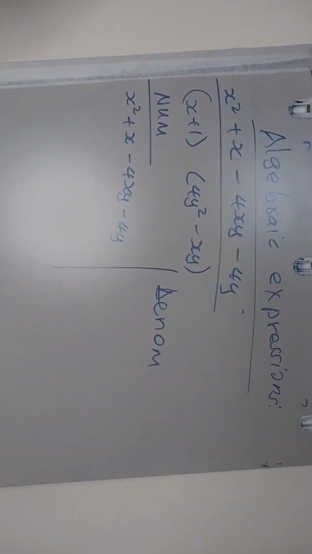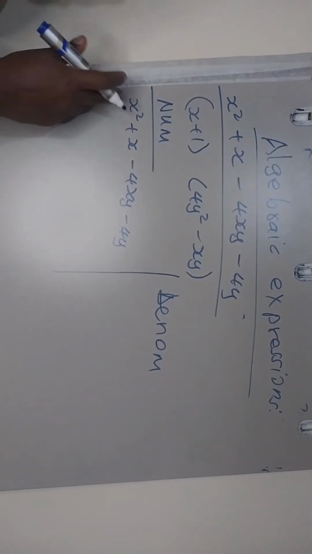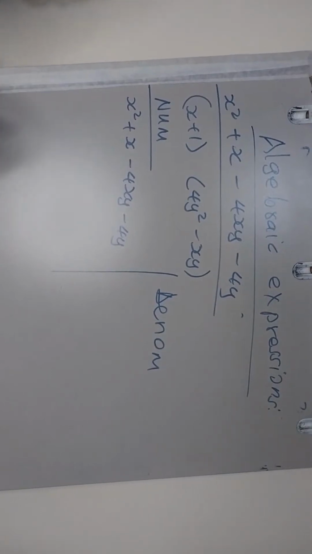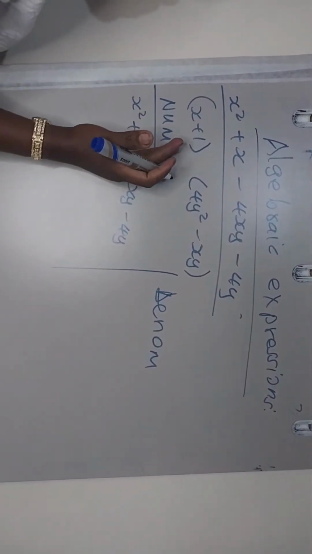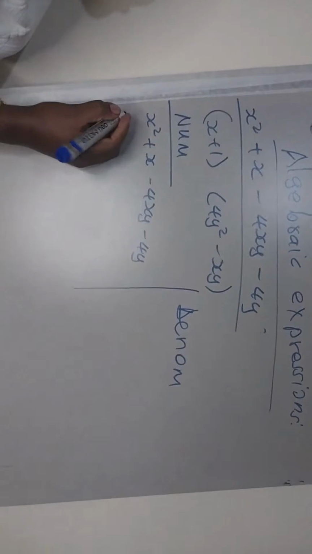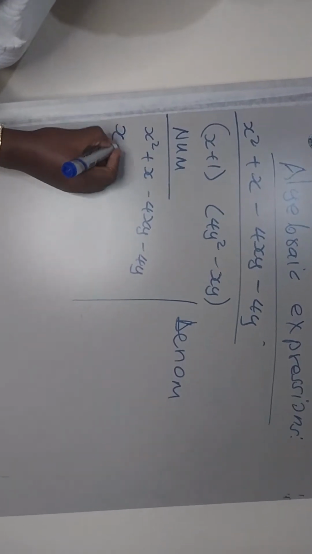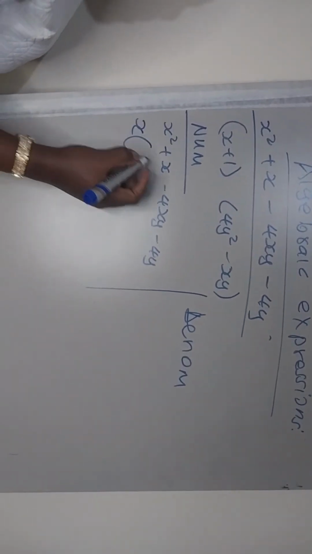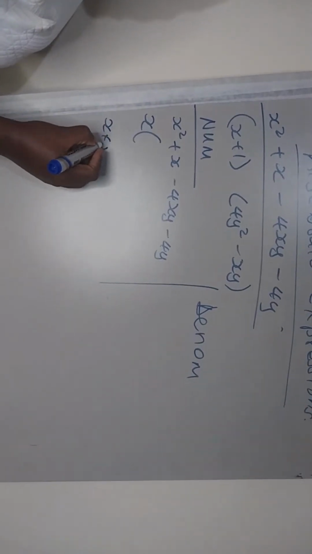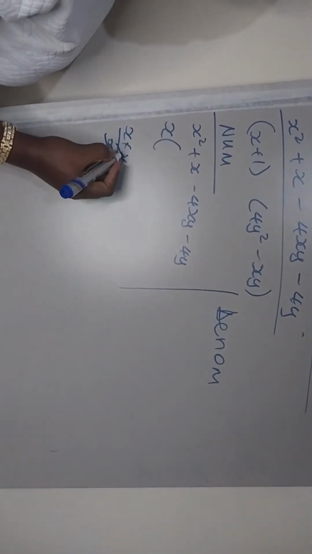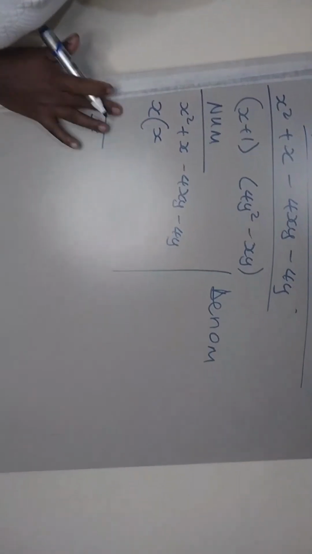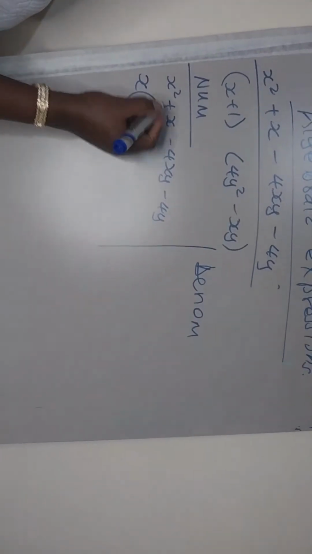Once you see the expression with 4 parts, 1, 2, 3, 4, it calls for grouping. In every two, pick what is common. x squared and x share x. So x squared divided by x: x squared is simply x times x, divided by x, you will remain with x. Then x divided by x will remain with 1.